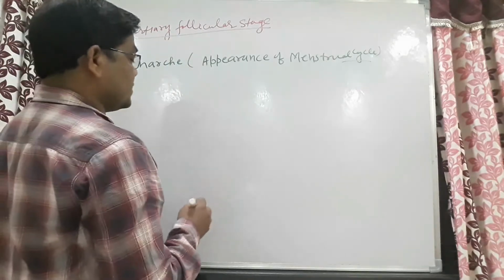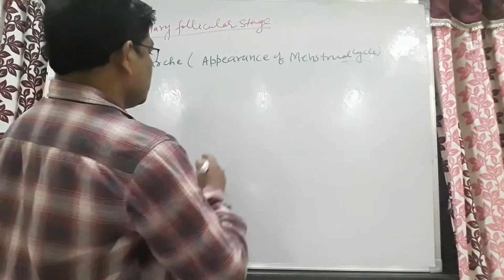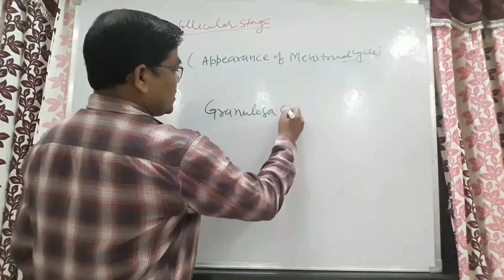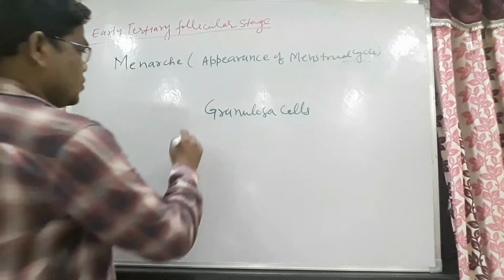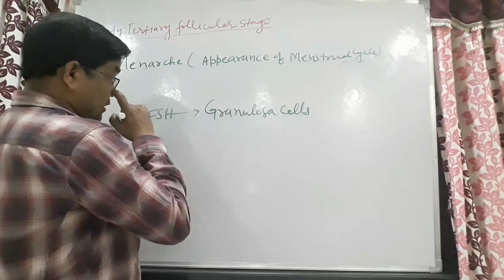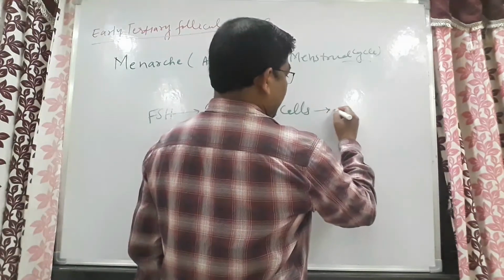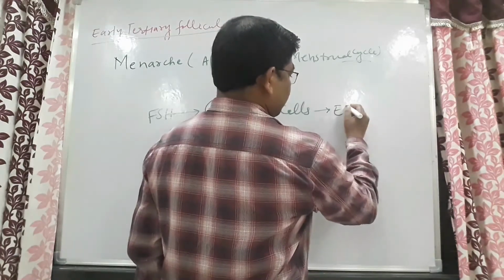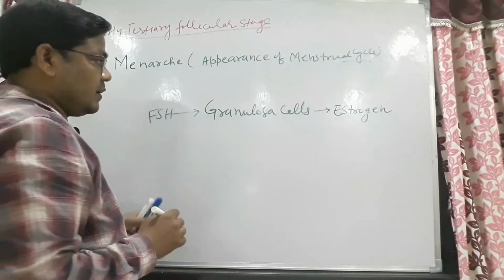In the secondary follicular stage, the granulosa cells have derived the FSH receptor activity. So now what will happen here? These granulosa cells have already derived FSH receptor activity. So here, this FSH will stimulate the granulosa cells for the secretion of estrogen. So estrogen secretion from granulosa cells will happen here.